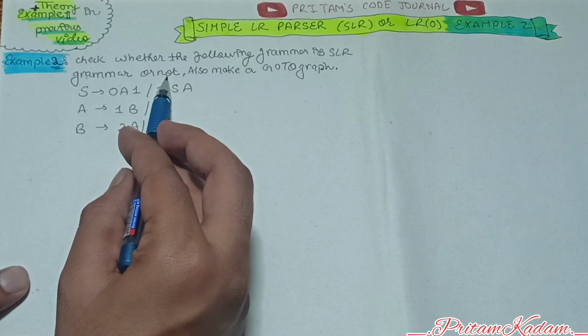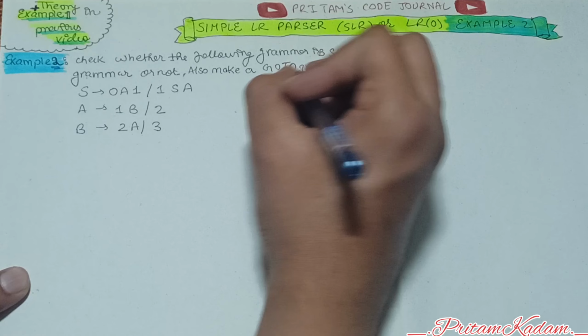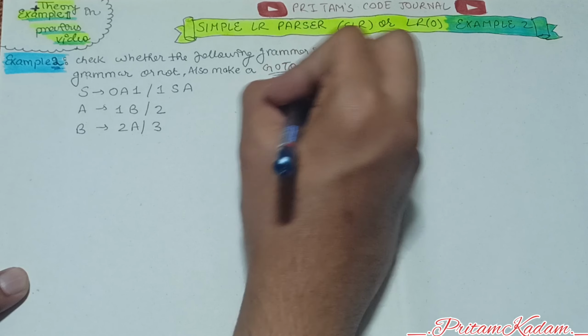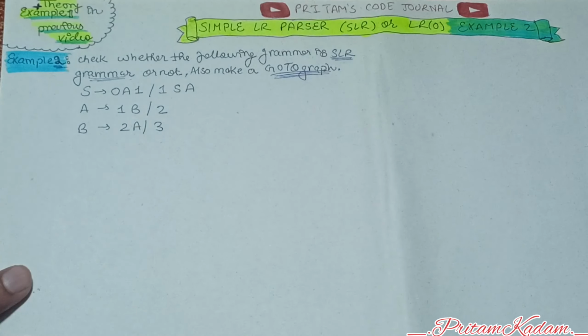So the question is: check whether the following grammar is SLR grammar or not. Also make a goto graph. This is an optional part that I have added so that you can learn how to make one. So here is the grammar.